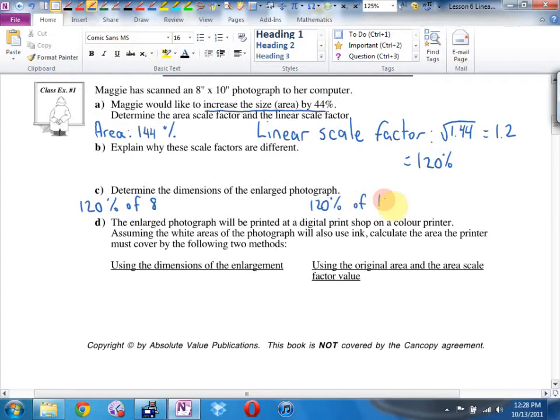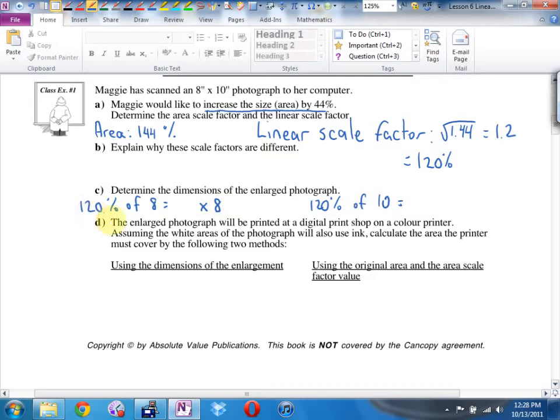How do I find a percent of a number? Hint number one, look up. Sydney, what word is that? Say it nice and loud. Times. Almost always, 99% of the time in math, if you see the word of, hit a times on your calculator and you're fine. So it's going to be times 8. Except I can't do math with 120%. What is 120% as a decimal that I can do math with? It's going to be 1.2 times 8, which is?